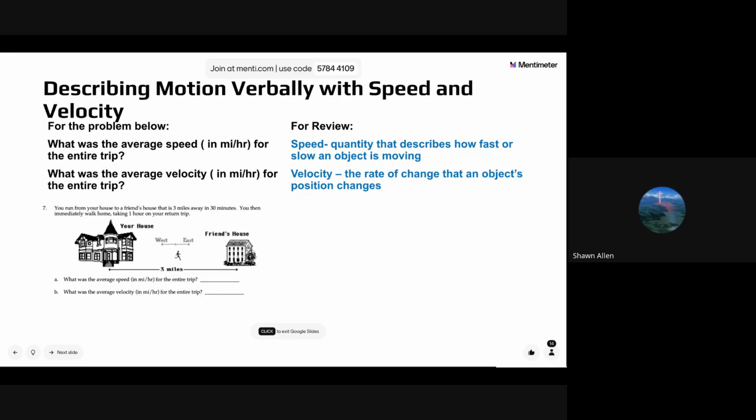3 miles in 30 minutes, and then 3 miles in 1 hour. So 1 mile every 10 minutes on the first trip, and then 1 mile every 20. What were you asking? Total miles divided by total time? Okay, I like that. I like how you use overall miles over total time because it's still position over time, whether it's speed or velocity.